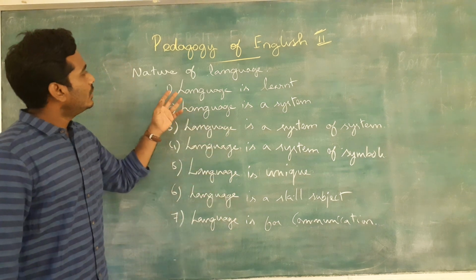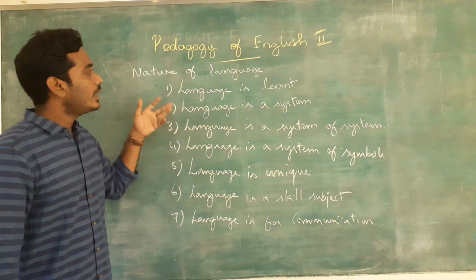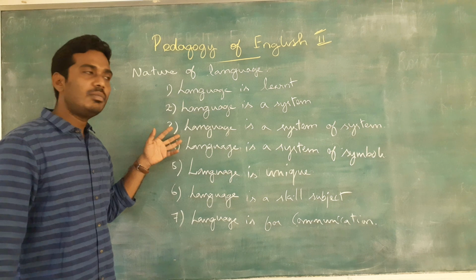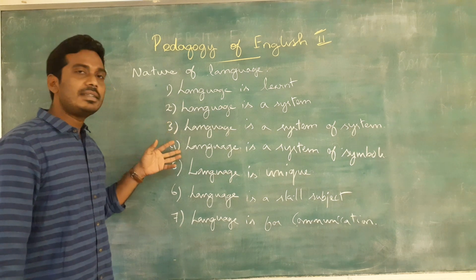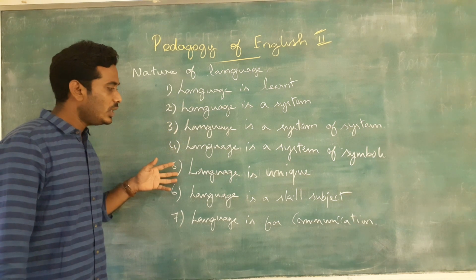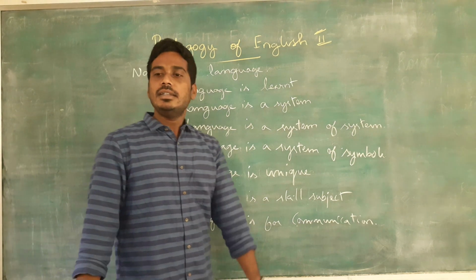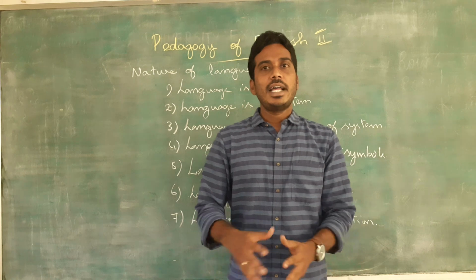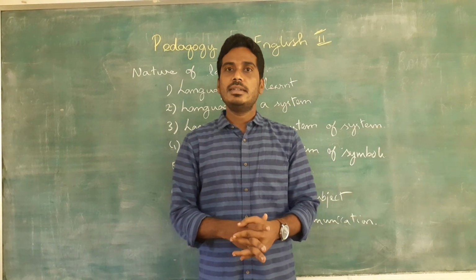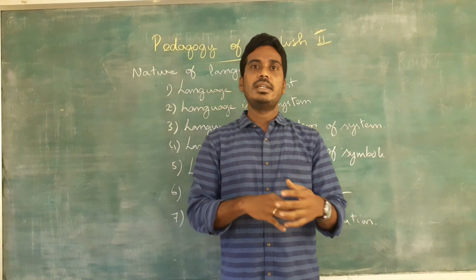Language is learned. Language is a system. Language is a system of systems, and language is a system of symbols, and language is unique. Language is a skill subject. Language is for communication. And another thing is, the English language is considered as a first language, second language, and foreign language.